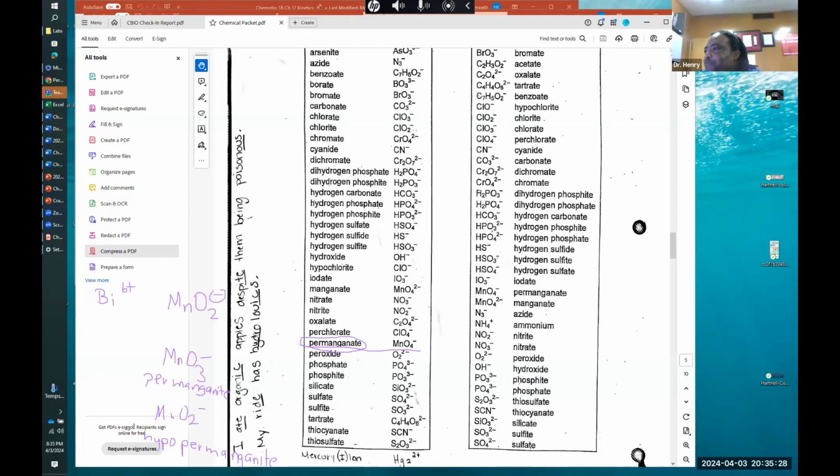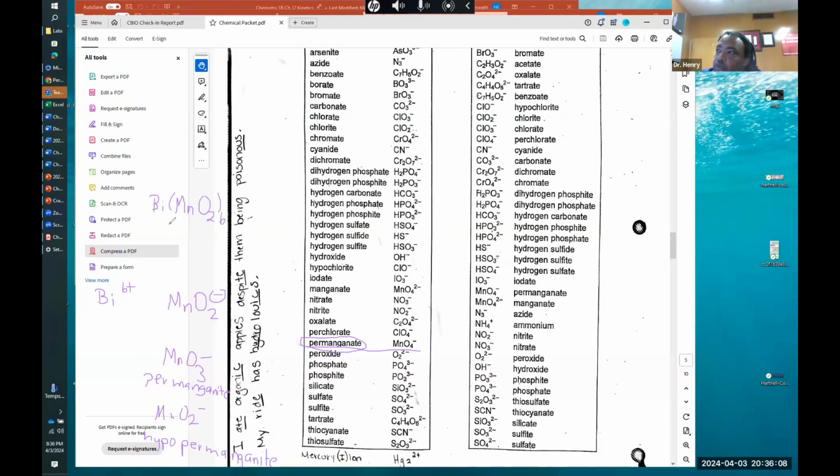So hypopermanganate. Okay, so that's going to be this ion, right? So how many of them are we going to need to balance out that 6 plus? We're going to need 6 of them, right? So then we're going to have Bi, parentheses, MnO2, and I'm going to put a 6 there.